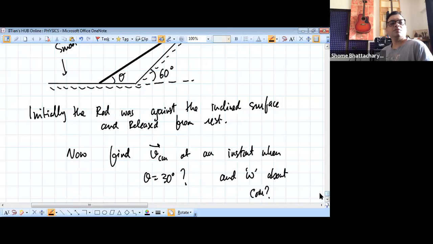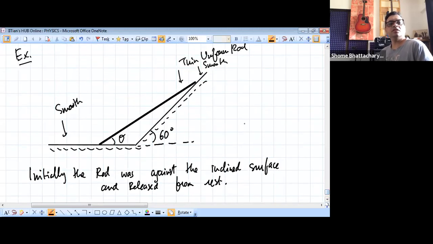So what will happen is, initially your rod was against the inclined plane like this and it started slipping. So this is the initial state. U is 0, initial angular speed is 0. So from this state, as it comes to this state somewhere here, by now the center of mass has some velocity, let's say like this, but not necessarily along the rod.